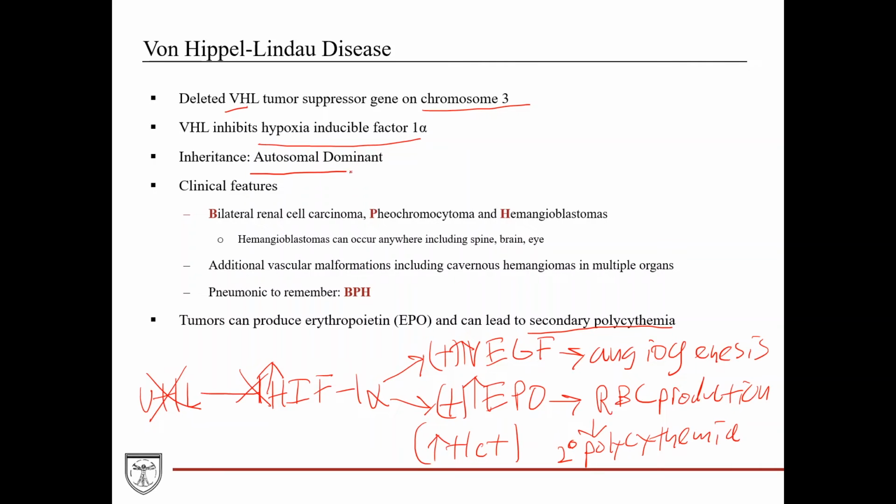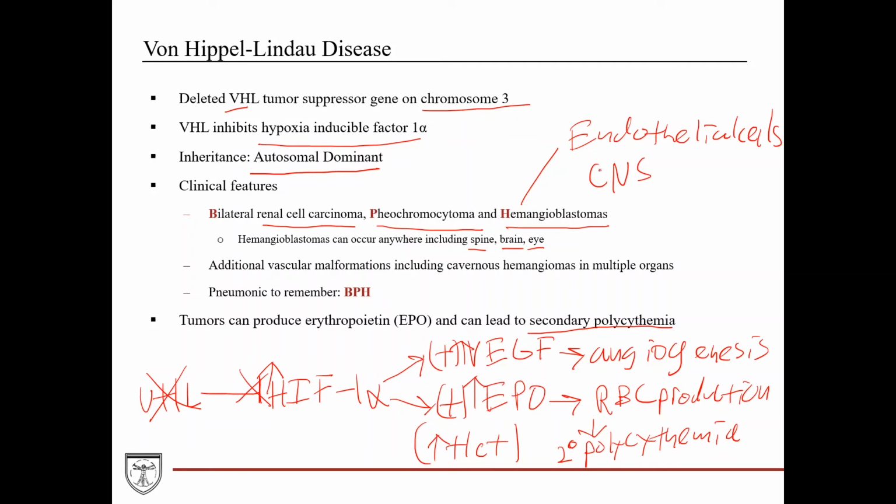The inheritance is autosomal dominant, and then the clinical features here are specifically bilateral renal cell carcinoma, so on both sides, pheochromocytoma, which is a tumor of the adrenal medulla, and then hemangioblastomas, which are tumors that are composed of endothelial cells. So they're essentially vascular tumors. They're complex bunches of blood vessels, and specifically, they're typically found in the central nervous system. So they can really occur anywhere in the spine, the brain, or even in the eyes.